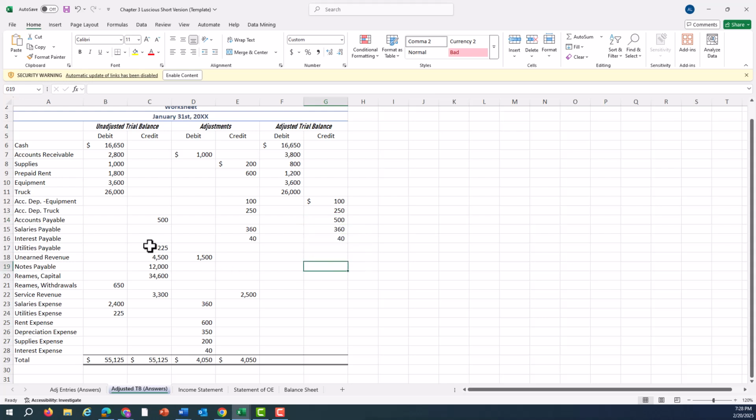There we go. Utilities payable, same thing. We didn't make any adjustments to utilities payable, so we still have a $225 credit balance.